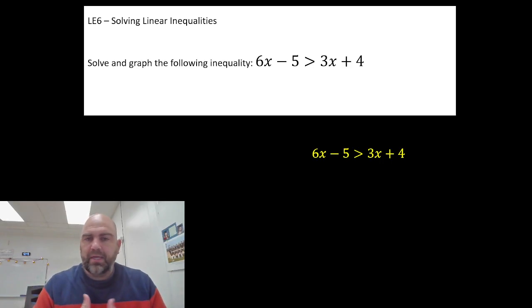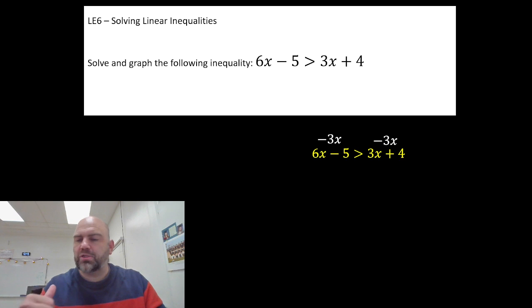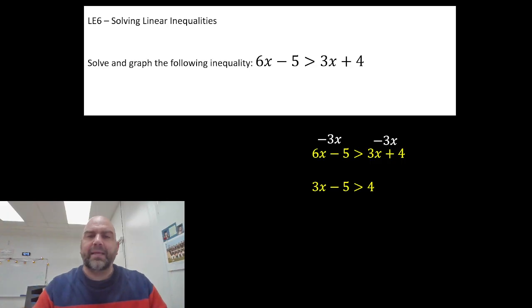Now, my personal thing is I like to get positive numbers as much as possible. 6 minus 3 will give me a positive. 3 minus 6 will give me a negative. So I'm going to subtract 3x from both sides. And that 3x is going to cancel out on the right-hand side. We're going to be left with just 4. And 6x minus 3x is 3x. So we've simplified it already a little bit by gathering all the x values together.